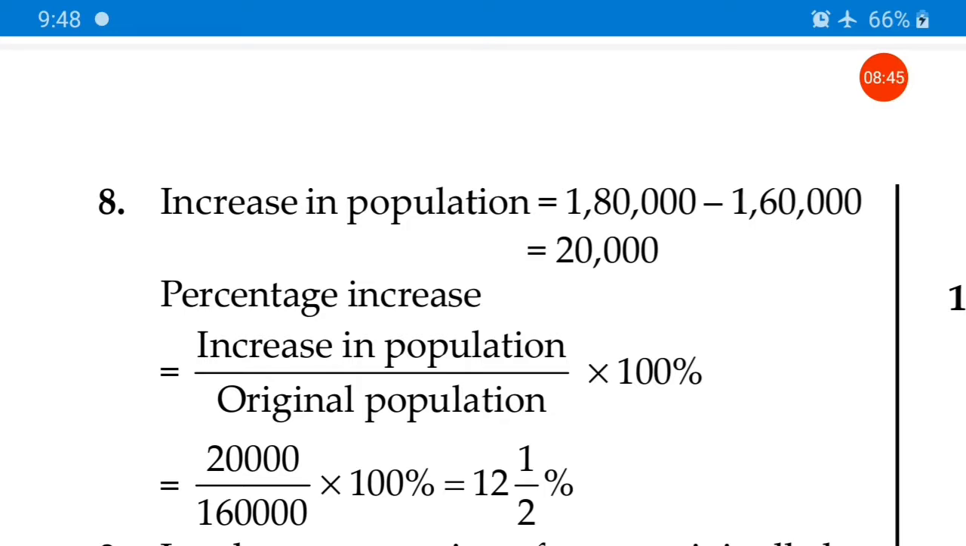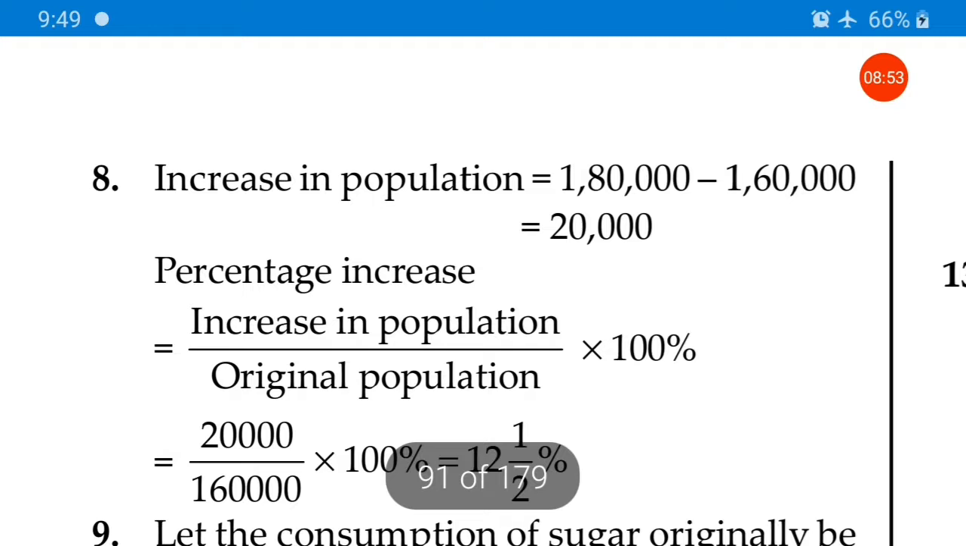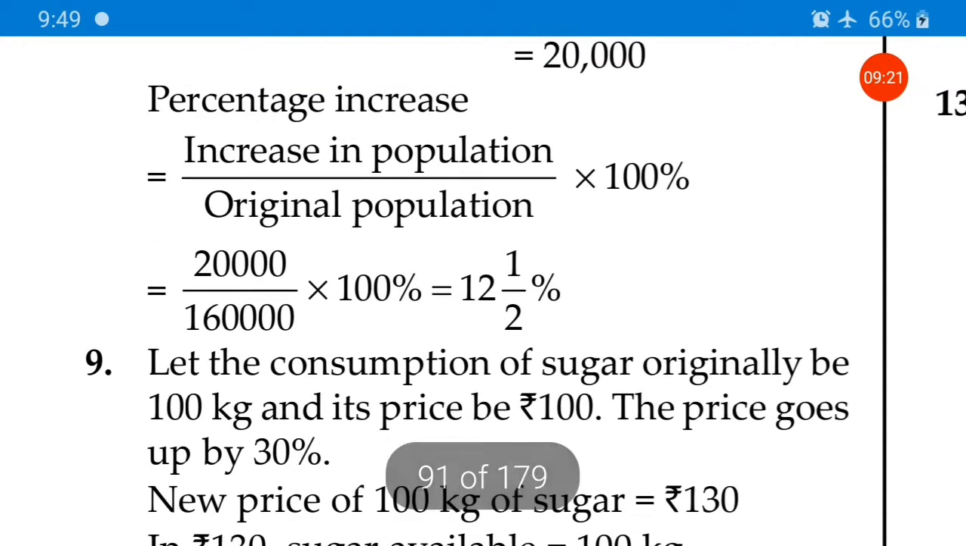So percentage increase is the increase in population divided by original population multiplied by 100%. So here we can say that 20,000 divided by original population, which is 1,60,000. So 20,000 upon 1,60,000 into 100%. By simplifying the value, we will get 25 upon 2. 25 upon 2 means it's an improper number, 12 1 by 2%. So like that we will get the answer. Or you can directly write 25 upon 2%.